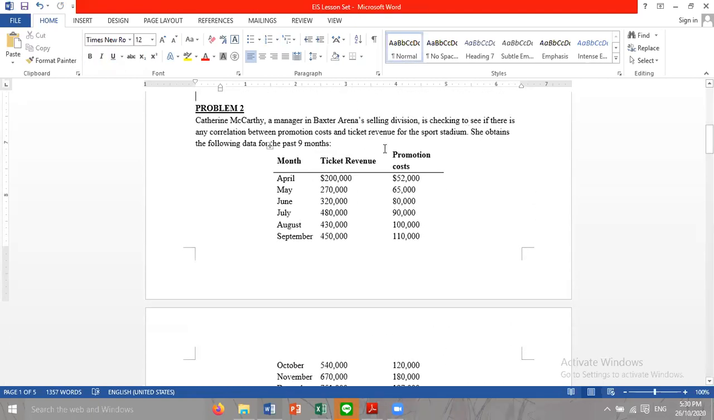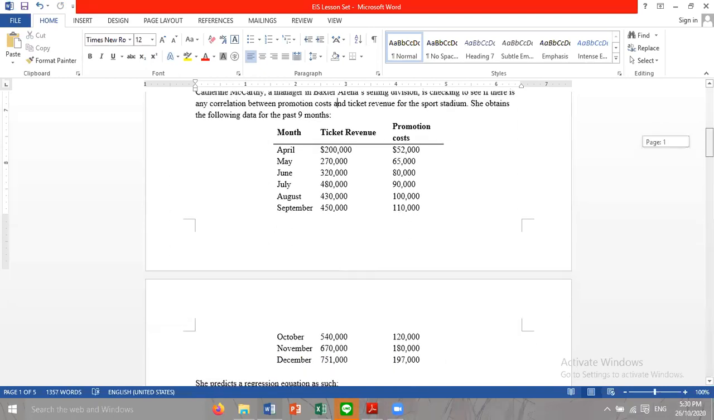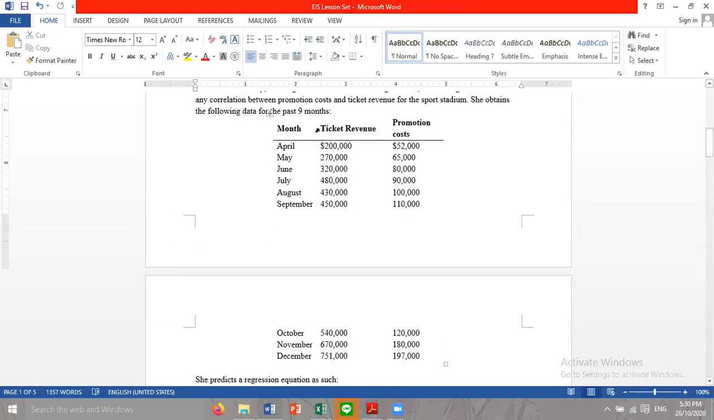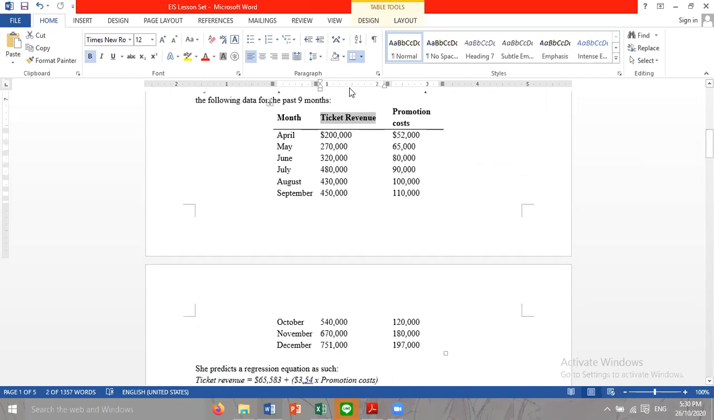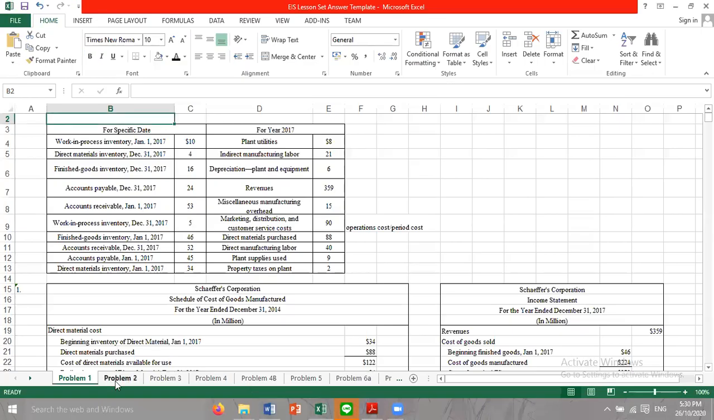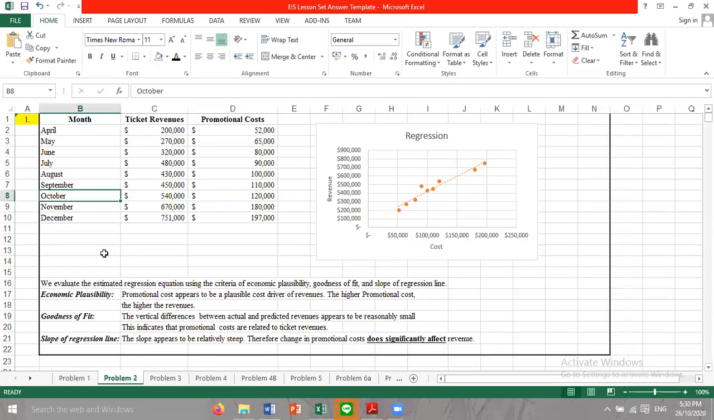All right. So in here, we need to know which one is the dependent variable and which one is the independent variable. In this case, it's checking to see if there's any correlation between promotion cost and ticket revenue. All right, in this problem, we can assume that ticket revenue would be the dependent variable, whereas the promotion cost will be the independent variable. So let's just jump straight to it.